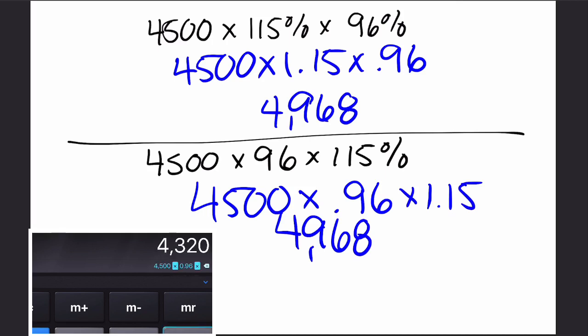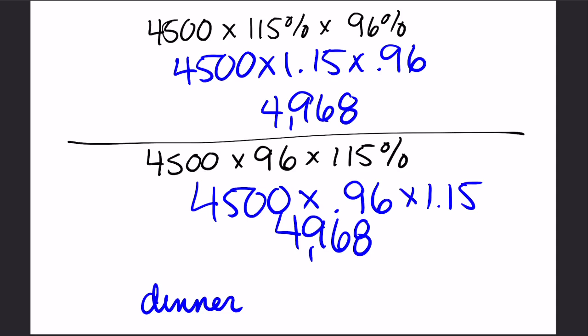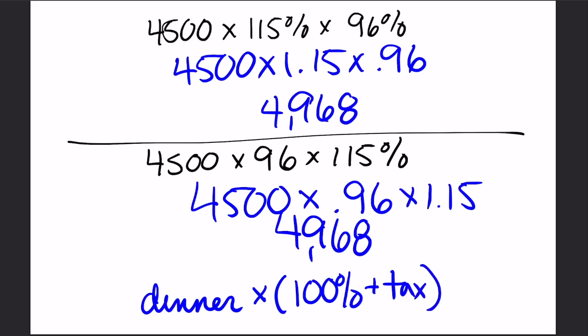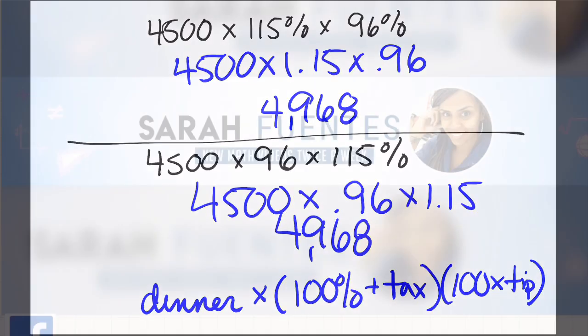So think in real life. Let's say you go out to dinner and you know that you're going to have the tax. You can already just do 100% plus whatever that tax is, and then you could also think about your tip, 100% plus whatever that tip percentage is, and you can do all that in one easy step just by doing some of the math we did today.